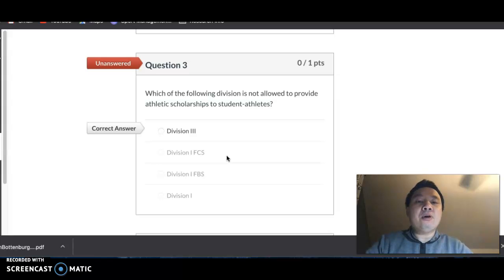Question number 3 is also a very easy question. Which of the following divisions is not allowed to provide athletic scholarships to student athletes? The answer is Division 3 schools are not allowed to offer athletic scholarships to student athletes. D1 schools are able to offer scholarships and full ride scholarships. D2 schools can offer scholarships but not full ride. So a lot of students competing at D2 institutions cannot get a full scholarship, but they're more likely to get partial scholarships from athletics and also partial scholarships from their academic performance. So this is question number 3.